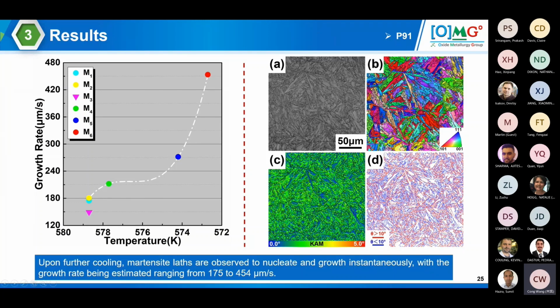And what you're seeing here on the right hand, from A to D, is actually the final microstructure of these martensite layers. Essentially, they are forming the packet there, and they have a very high degree of KAM values there.